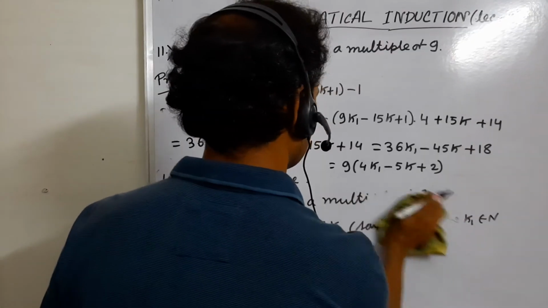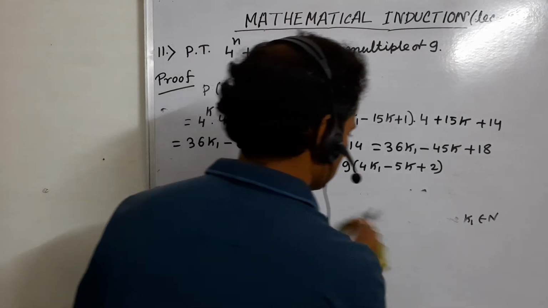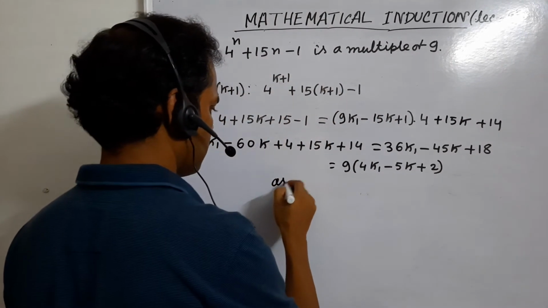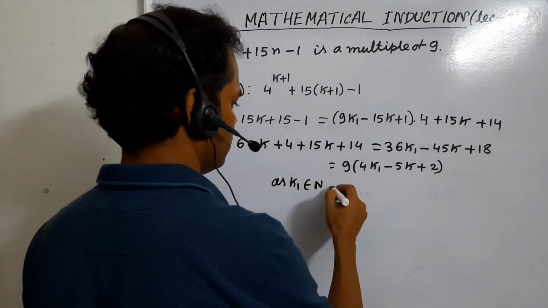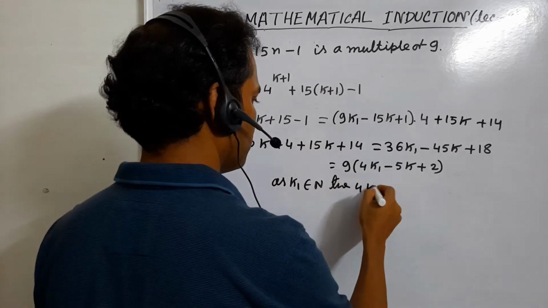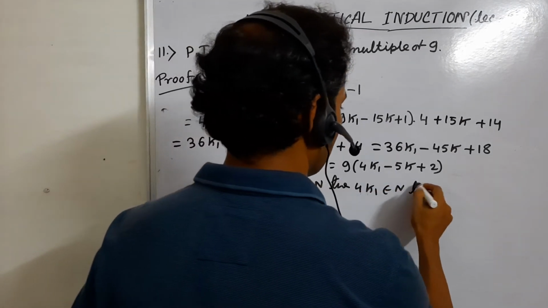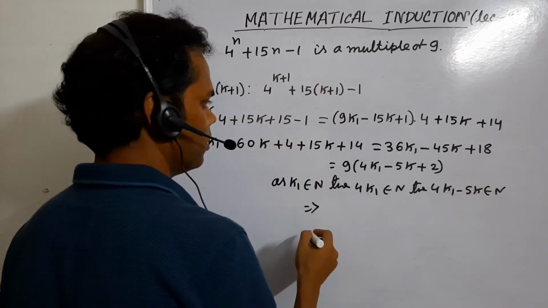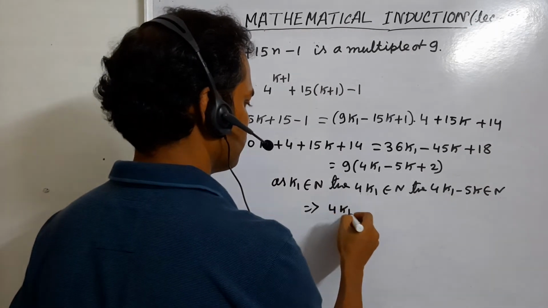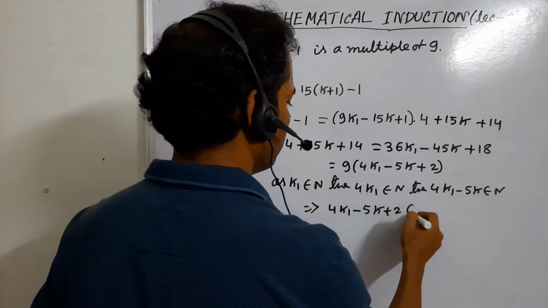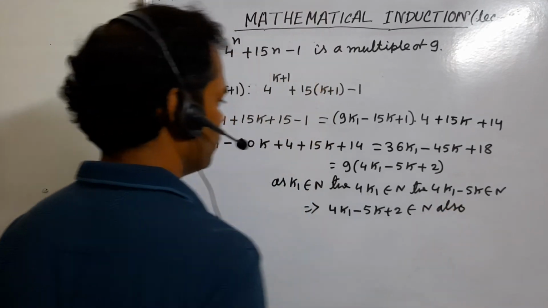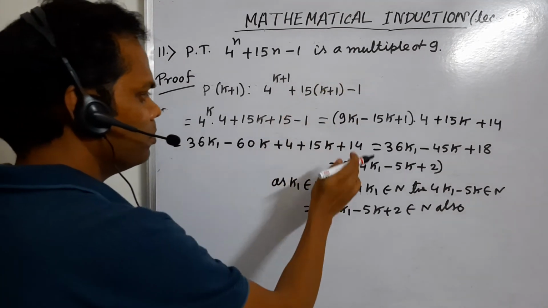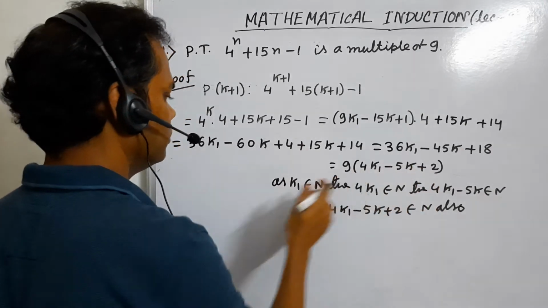Now as k1 belongs to N, then 4k1 belongs to N, then 4k1 minus 5k belongs to N, then 4k1 minus 5k plus 2 belongs to N also. So 9 into something equals that one. So that one should be a multiple of 9 because that one is a natural number.